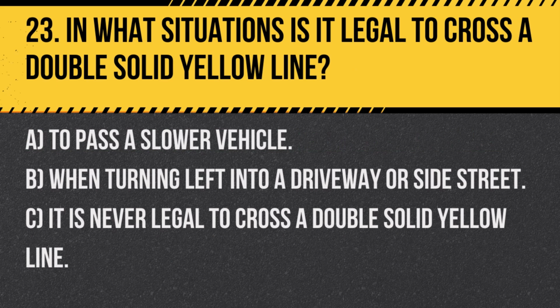Question 23. In what situations is it legal to cross a double solid yellow line? A. To pass a slower vehicle. B. When turning left into a driveway or side street. C. It is never legal to cross a double solid yellow line.